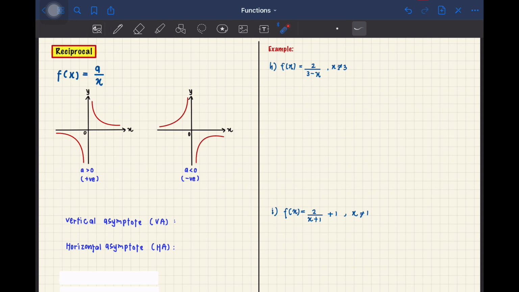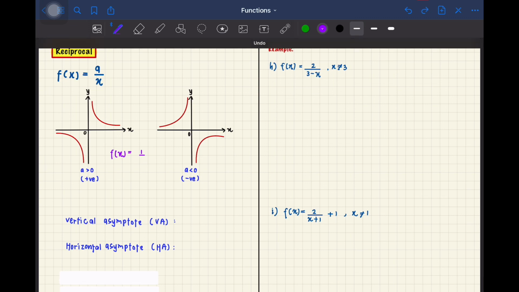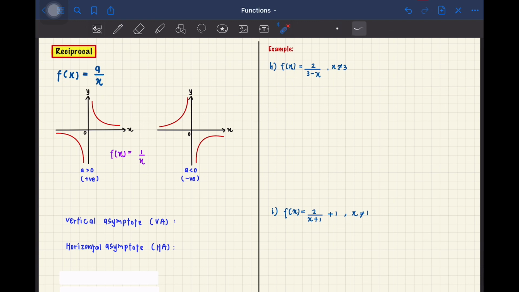So basic shape yang pertama is when your a is greater than 0, ataupun in other words when a tu adalah positif. So let's say saya ada satu function, f(x) is equal to 1 over x. Okay, so my a is positive. Awak tengok dekat depan ni je. Dia tak ada sign kan, so dia adalah positif. So bila dia adalah positif, hence the function, dia akan take two quadrant. Quadrant pertama dengan quadrant yang ketiga. Okay, so dia akan lekuk satu ke sini and lekuk satu ke sini.